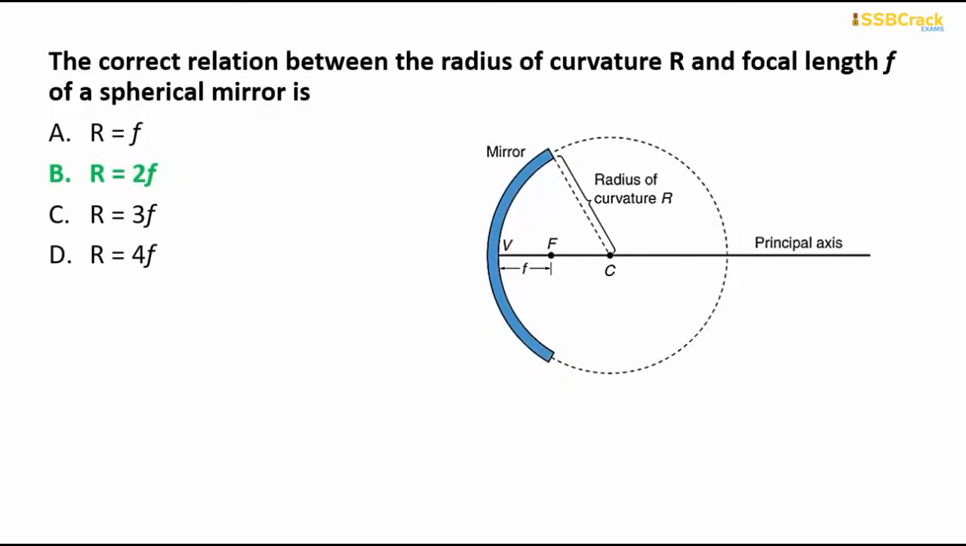This is the main principle of lenses and all the important mirrors that we have to see. Let it be a concave mirror or a convex mirror, always R is equal to 2F. This is very, very important for us to know.